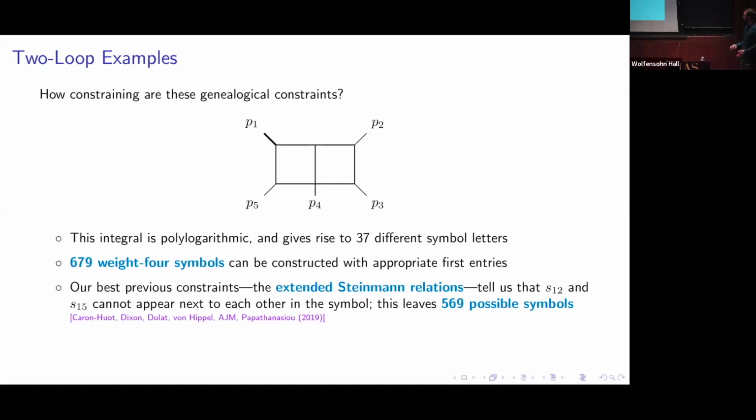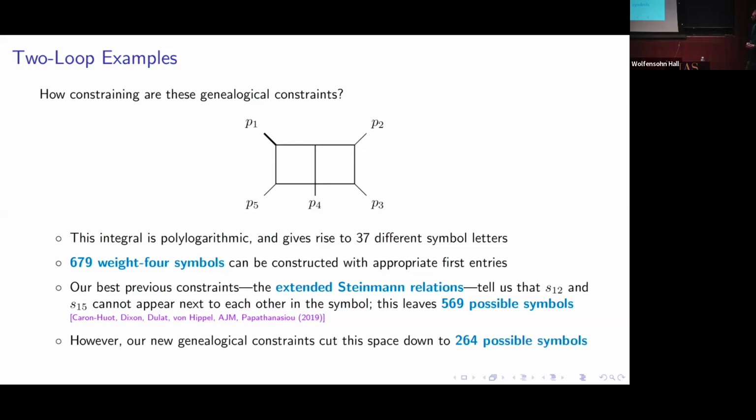To give us some context, we can ask what the extended Steinmann relations tell us about this space. This is a set of restrictions that tell us that in this case S12 and S15 cannot appear next to each other in the symbol. This set of constraints leaves only 569 possible symbols. However, if we impose our full new set of genealogical constraints, we can cut this space down much further to only 264 possible symbols. So we're actually finding constraints that are much stronger than what we knew to impose before.